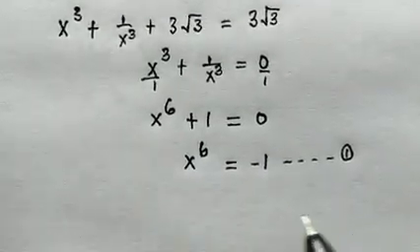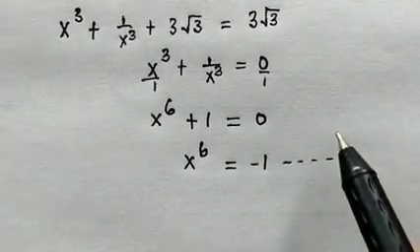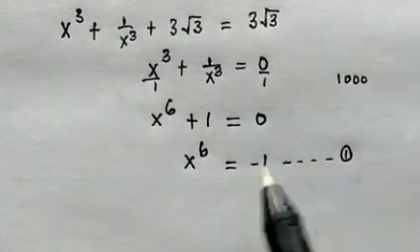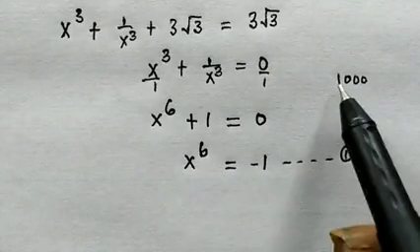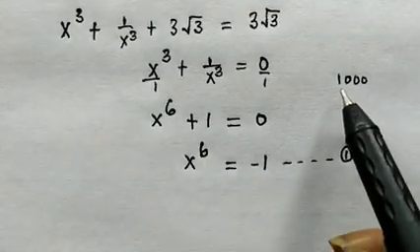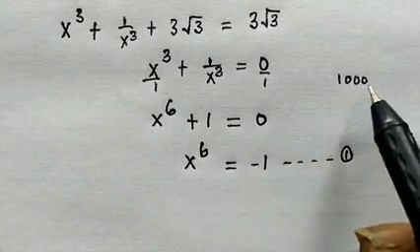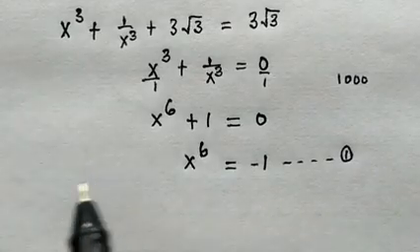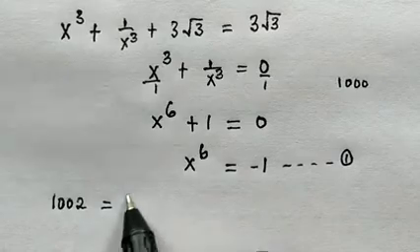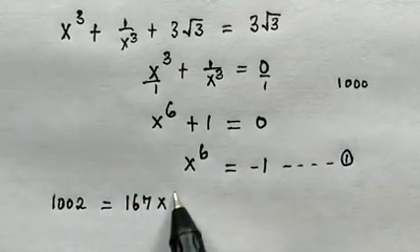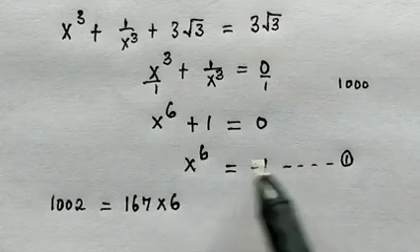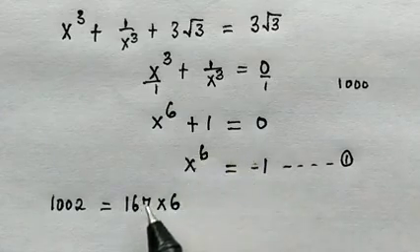Okay, now let us recall that the expression we are asked to evaluate is involving the power of 1000. And the power of x here is 6. We know that 1000 is not a multiple of 6. So we check a number which is a multiple of 6, which is very, very close to 1000. And that will give us 1002. So 1002 is equal to 167 times 6, right? So from this equation here, we're going to raise both sides to the power of 167.